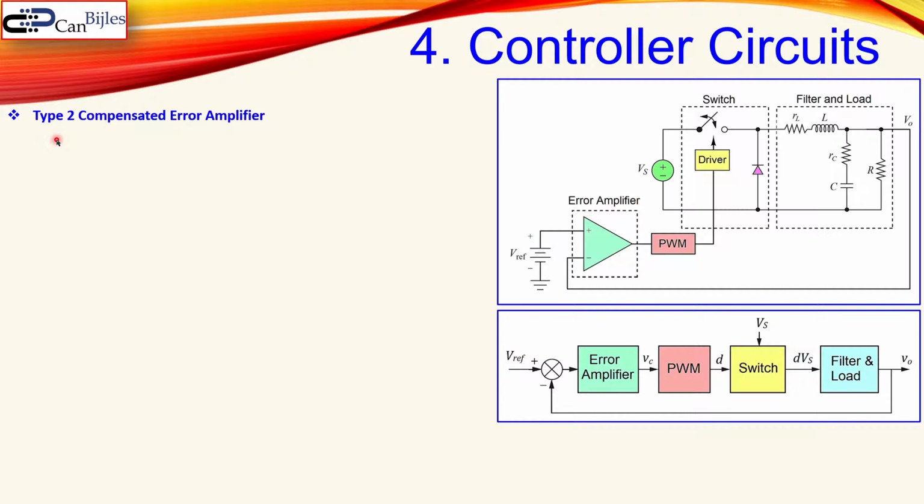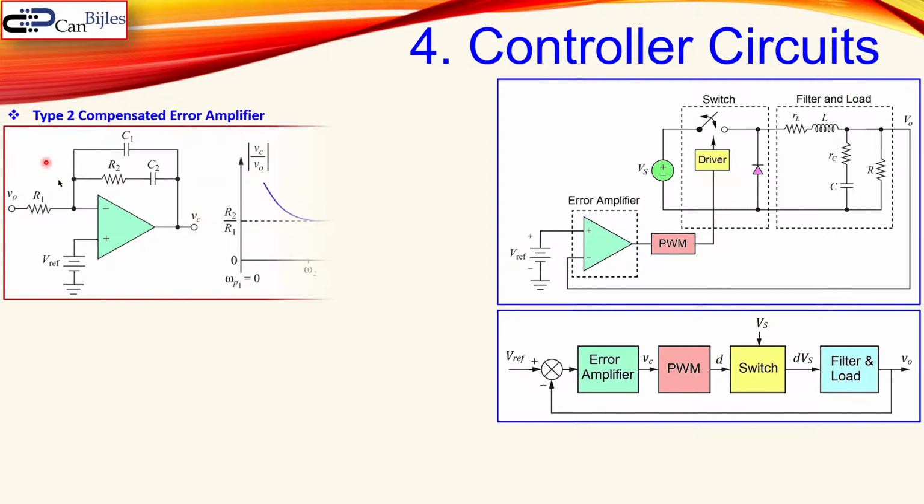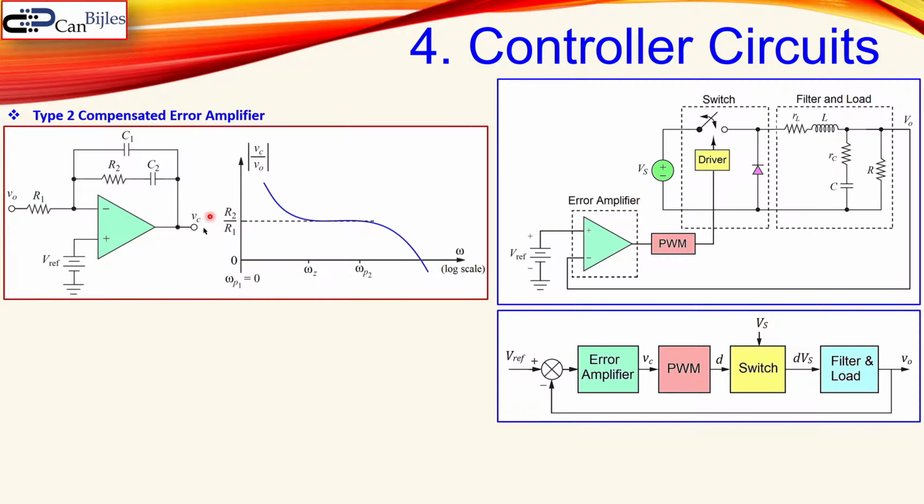Okay. There are several compensator or control circuits, but in power electronics we mostly use type 2 or type 3 compensated error amplifiers. The type 2 compensated error amplifier is given by this. You see here an inverting amplifier configuration actually. So in the feedback you see here these components, and here you see just R1, and this is the reference signal which will be then compared with that signal here.